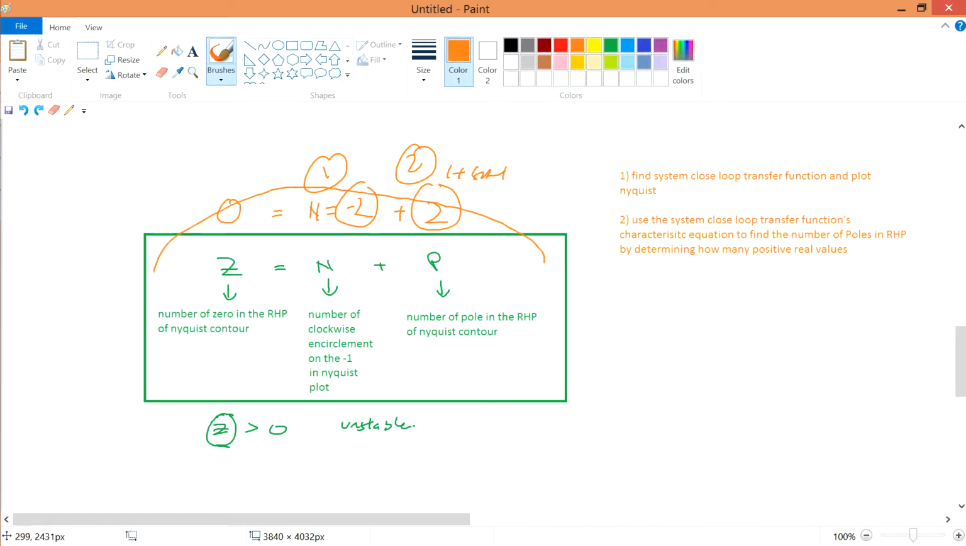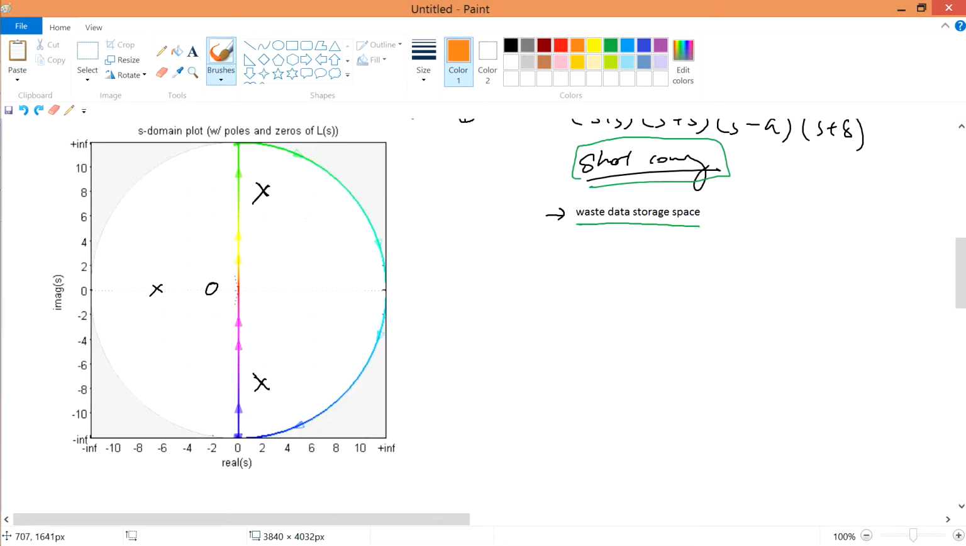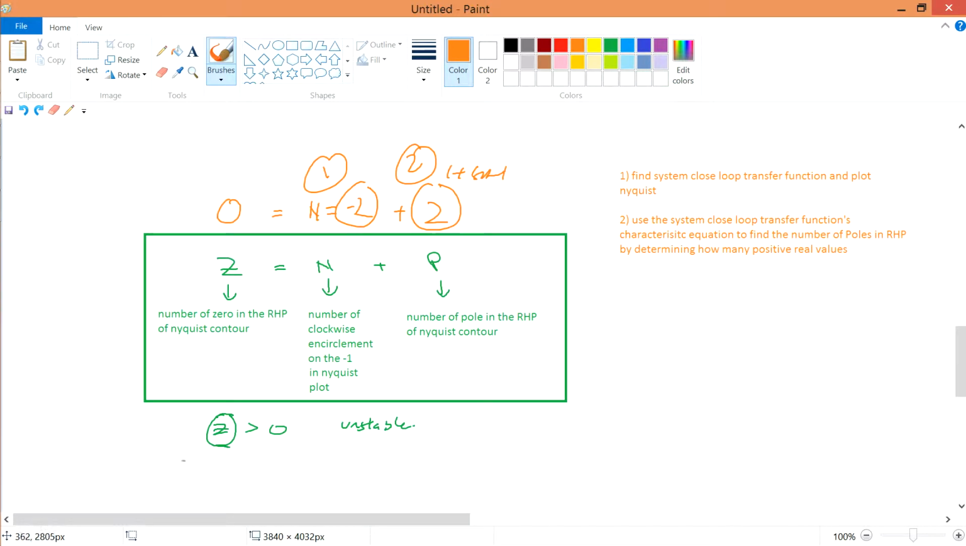And then the last step is, since you know N and P values, you will just solve for Z. This is the Nyquist stability criterion: if Z is more than 0, then it's unstable. This means that if there is any one of the zeros in the right half plane, this is considered unstable.